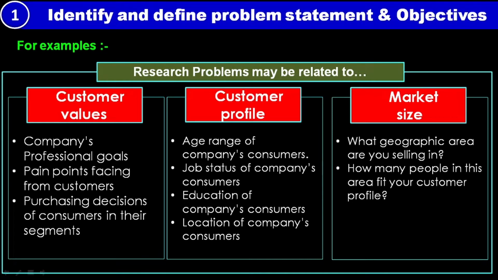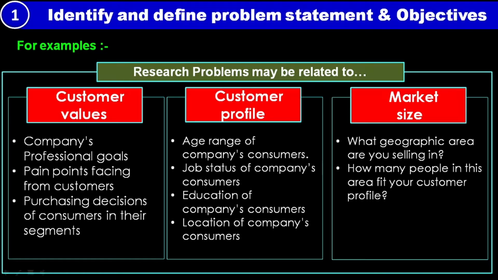Customer profile means age range of the company's consumers. What is the age range of the consumers for which we are going to manufacture the product? Job status of the company's consumers. What is the status of job of the consumers for whom we are going to manufacture the product? Education level of the consumers, and location of consumers means the area or location where the consumers are residing, so that we can plan our 4Ps: product, price, place, or promotion accordingly.